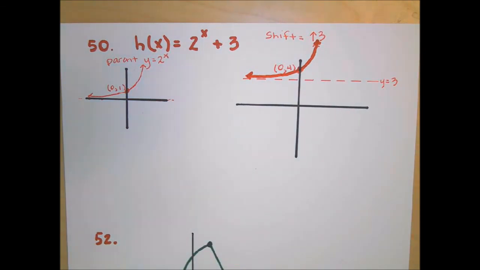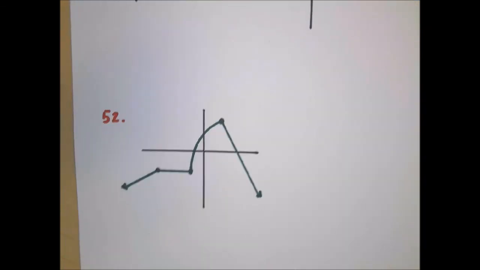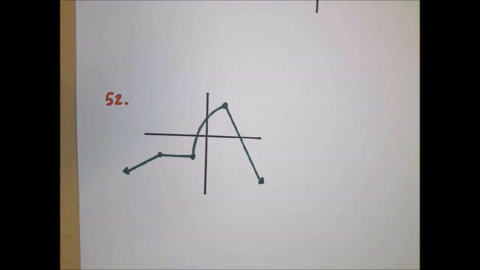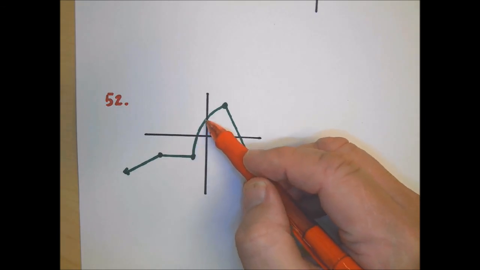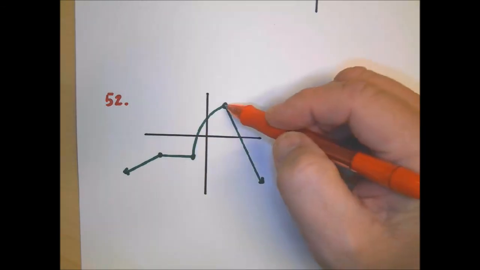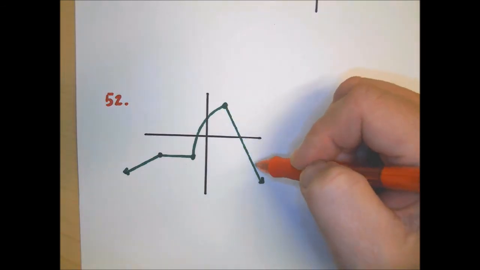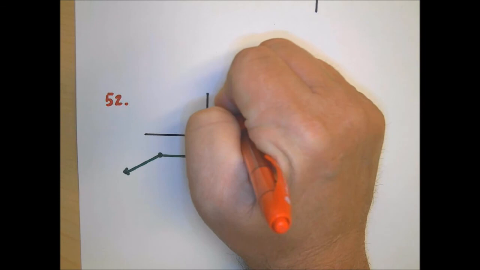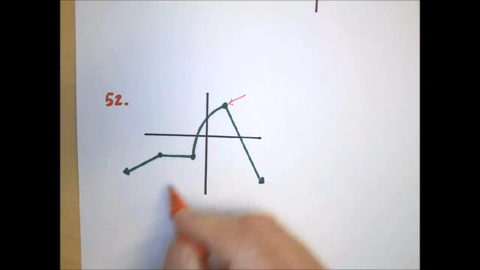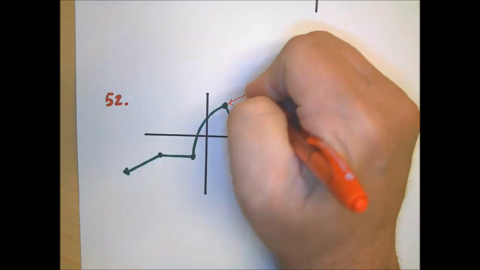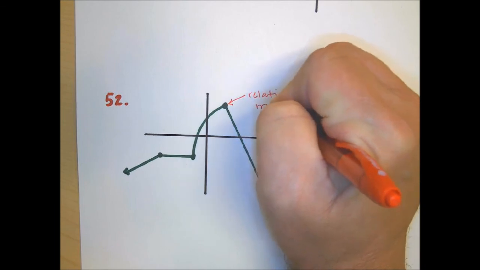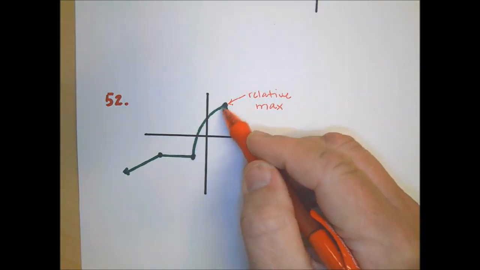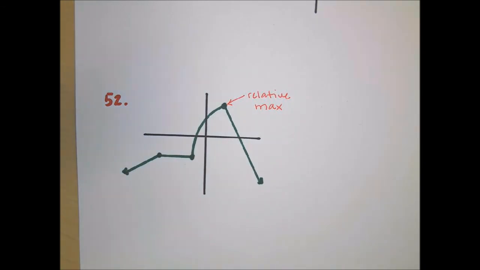And then the last problem, problem number 52, asks for an explanation of a relative maximum. In order for a relative maximum to occur, the graph has to be increasing up to a point, and then it immediately has to turn around and decrease. So on problem number 52, here, I just made a sketch as an example. This would be a relative max right here. It has to increase up to the point, and then it has to immediately decrease.